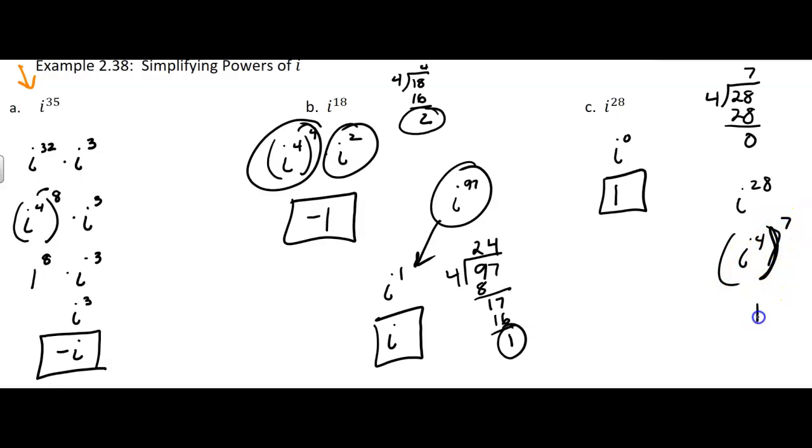You could also think of that i to the 28th as i to the 4th to the 7th, or 1 to the 7th, which is just 1. But if you're doing this division thing and you get 0 for the remainder, well, it's going to just be 1 then, i to the 0.